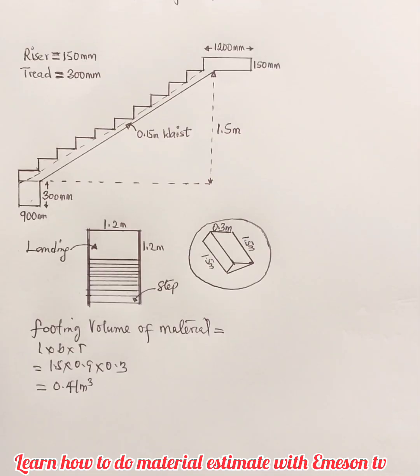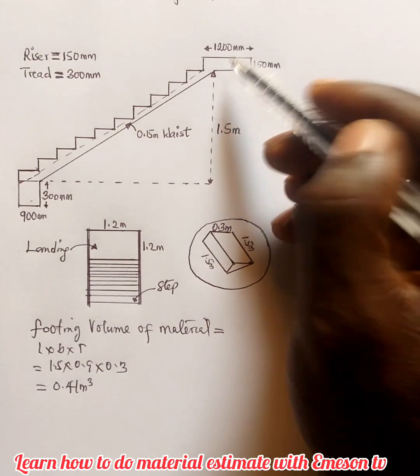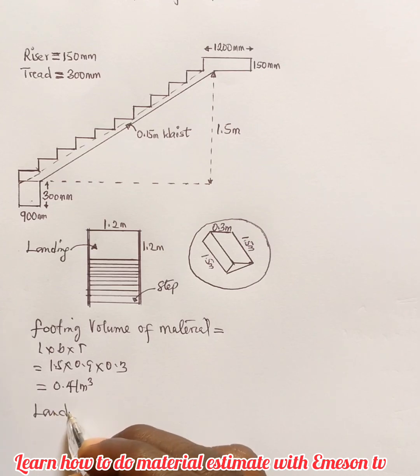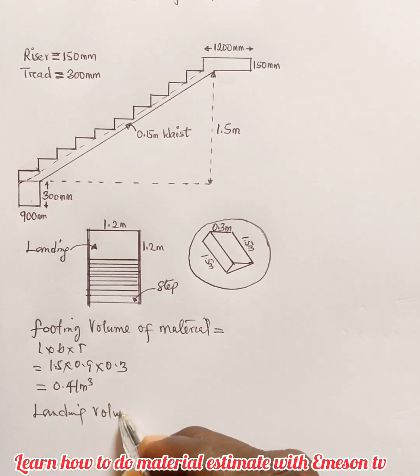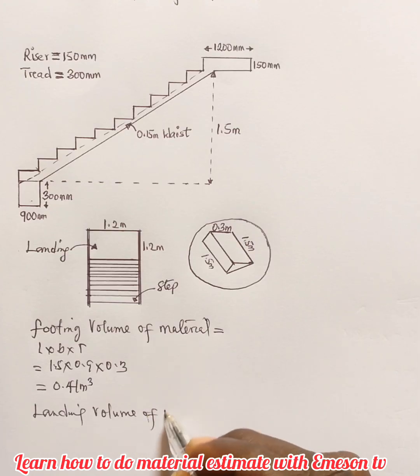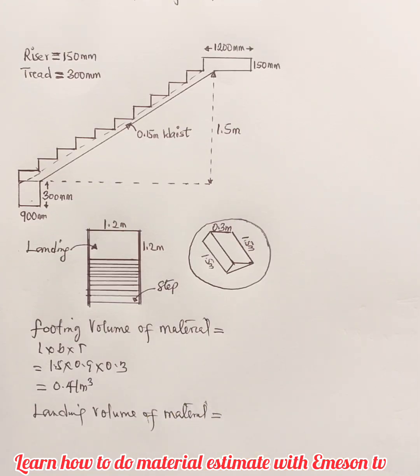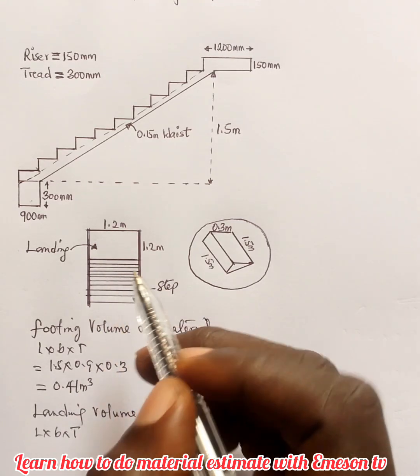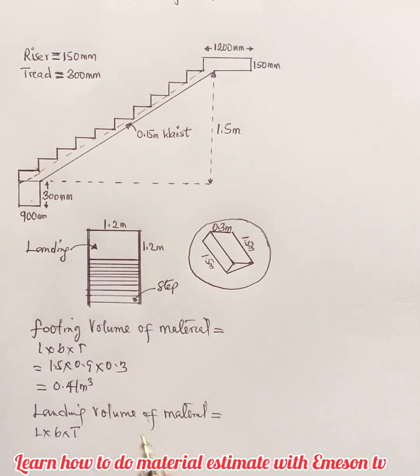So let's simply go for the landing. Landing volume of material. The landing also is the length times breadth times thickness. So how do we get it for the landing? This other diagram will help us to get the material for the landing.